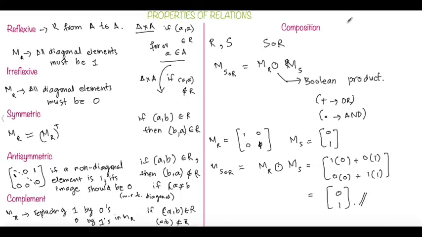And just a side note, the union: if we have two relations R union S, what do we do? We do the OR operation in MR. And for intersection, it's not hard to guess. We do the AND operation element wise. So for union we do the OR operation, for intersection we do the AND operation.